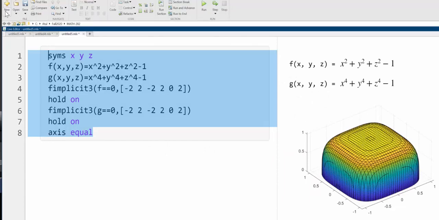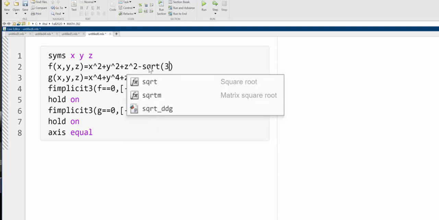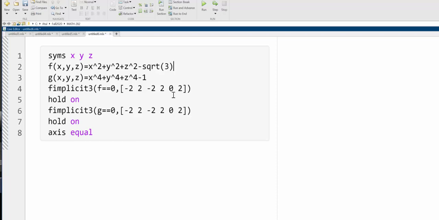Now let's go for the other condition. And all I have to do here is, remember, our max is the square root of 3, right? Pardon me.